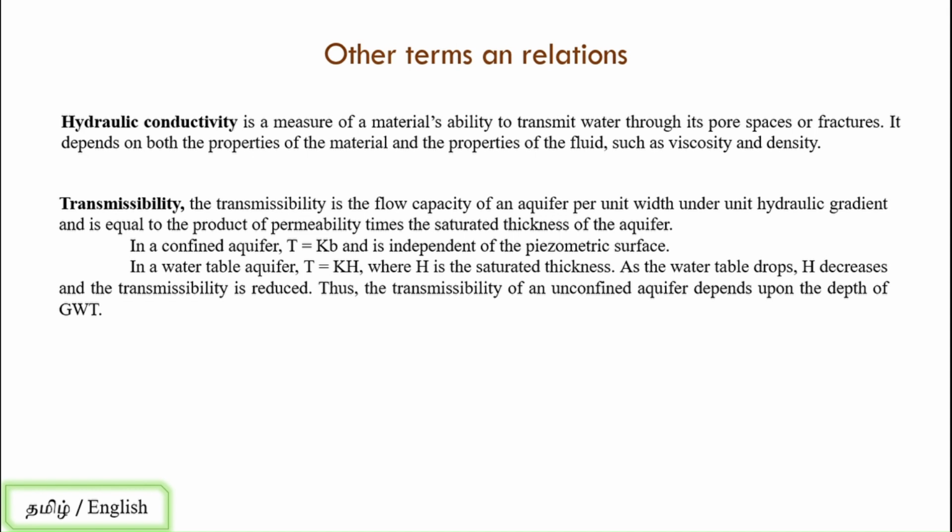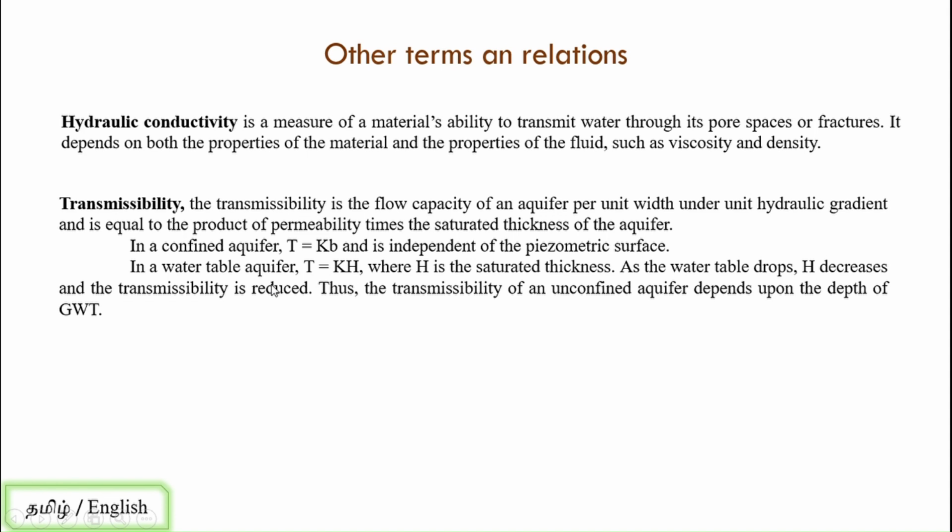If you are concerned with a confined aquifer, the formula for transmissibility is T is equal to Kb, where K is the hydraulic conductivity, as you know, and b is the thickness of that aquifer, independent of the piezometric surface. Okay, but if you are dealing with an unconfined aquifer, the water table aquifer, then T is equal to KH, where H is the saturated thickness. As the water table drops, H decreases and the transmissibility is reduced. Thus the transmissibility of an unconfined aquifer depends on the depth of the groundwater table.